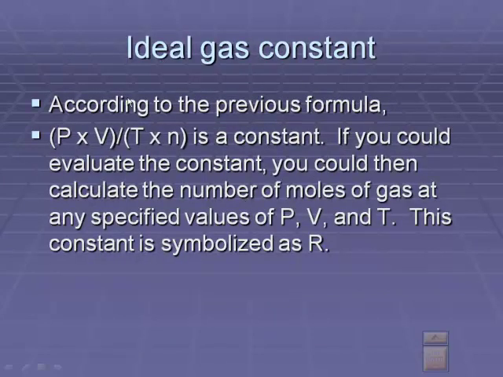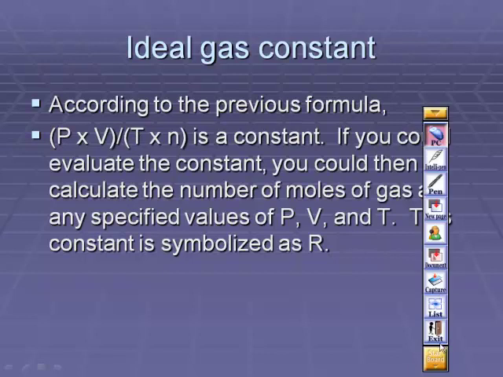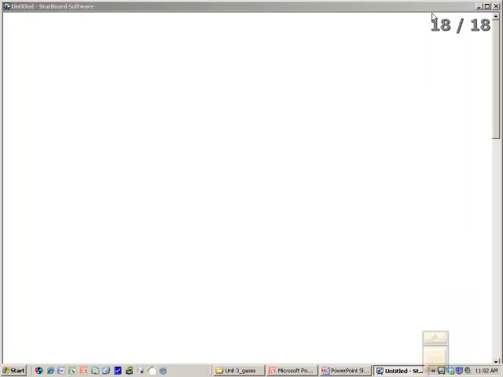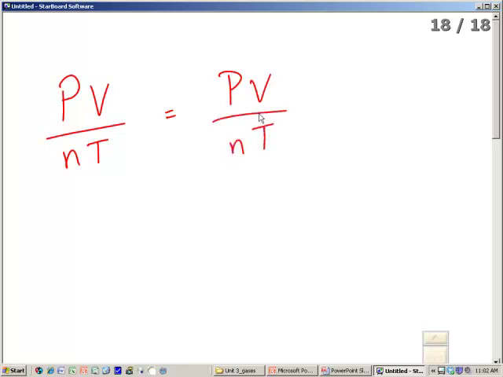The ideal gas law constant. According to the previous formula, PV over Tn is a constant. So hold on, let me talk about this real quick, because this can get confusing. I'm going to show you on another slide. So here you have this, PV over NT is equal to PV over NT. And these are all the initials, and these are all the finals.